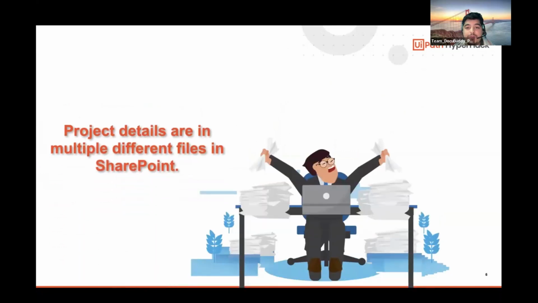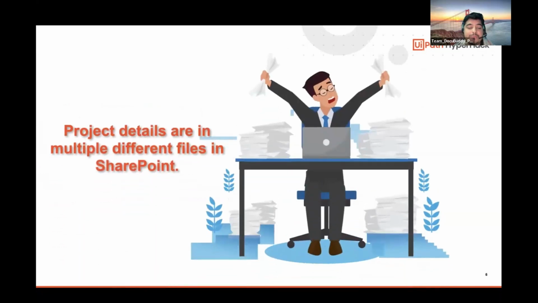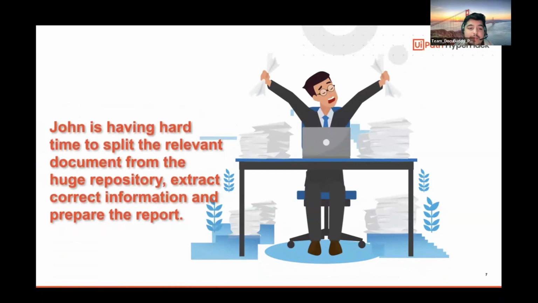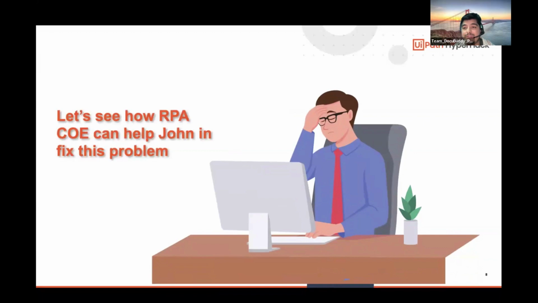The problem statement for John is that there are thousands of documents, structured, semi-structured, and unstructured, and everything is saved in the SharePoint repository. John is really not sure how, in a short period of time, he can classify these documents, extract the correct information, prepare the report, purify the information, and share it with the manager. So John is really tense. How can the RPA COE team help John fix this problem?